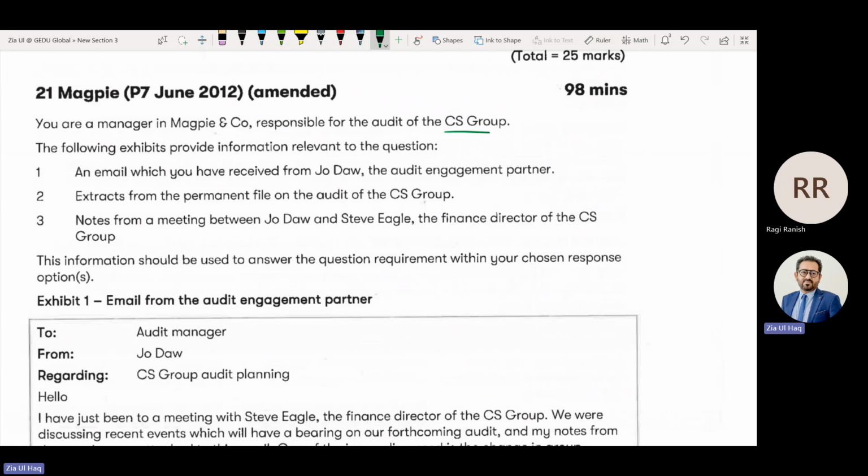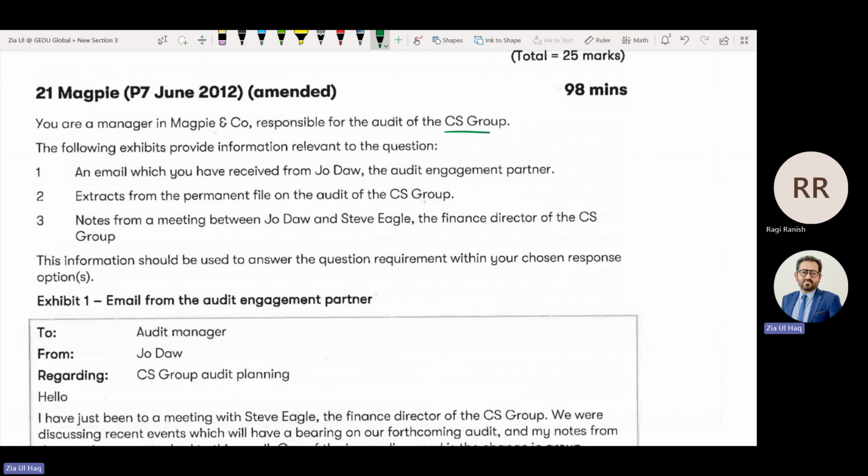An email which you have received from Joda, who normally sends you an email, being the audit manager's senior, the engagement partner. He's always behind you. Joda, the audit engagement partner. So you have received an email from the engagement partner. You are the audit manager. Then an extract from the permanent file on the audit of the CS Group.